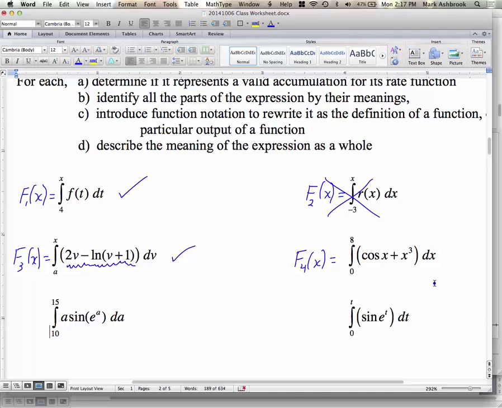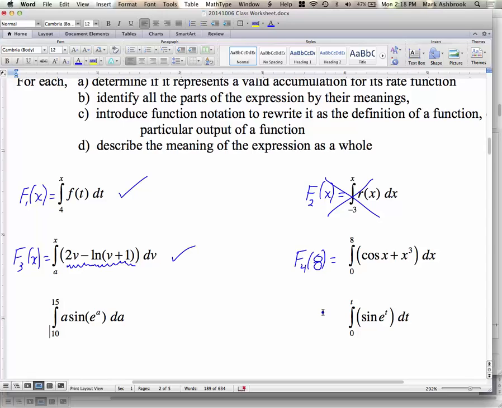Ooh, dissension. Good or not? It is okay. It is fine. Is it a function or a particular output? So this is a particular output. So we wouldn't write it f of x. We would write it as f of 8. Doesn't make sense.